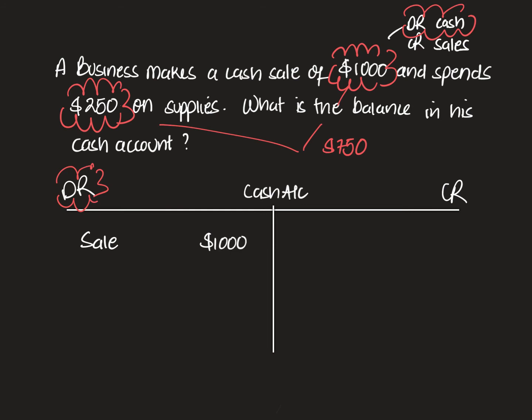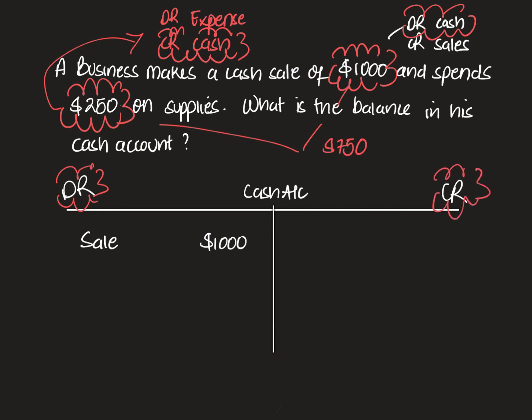Next, we have the payment for supplies. If we think about double entries, when you make payments for supplies, you're debiting an expense and you're crediting cash, the reduction of cash. Again, notice that the cash entry is a credit. We have a credit on the right-hand side of our T account, and we're going to describe this as an expense. And we're going to put down that $250.